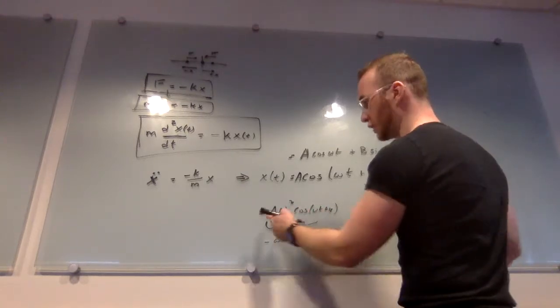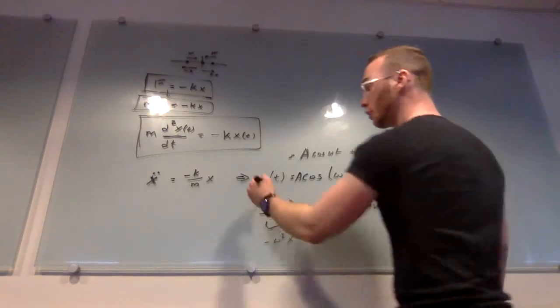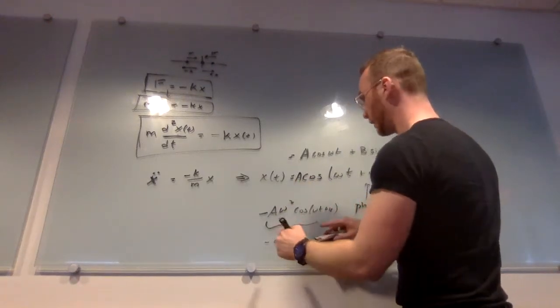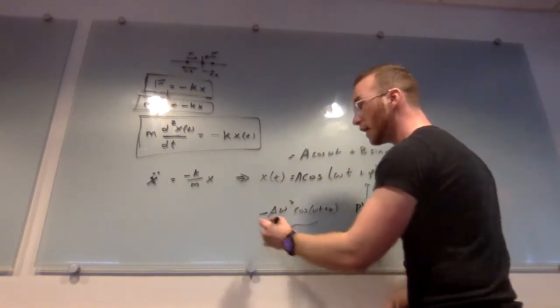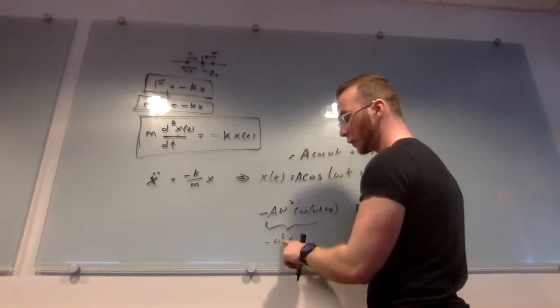Yeah, I just rewrote it. So this literally is x. That's what I meant. Now you can see that this is minus omega squared.